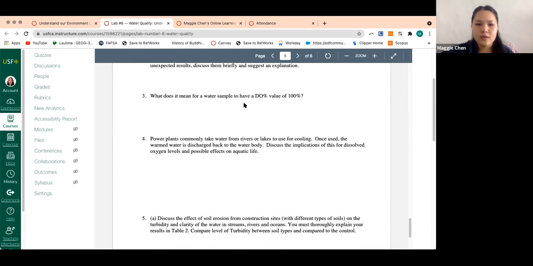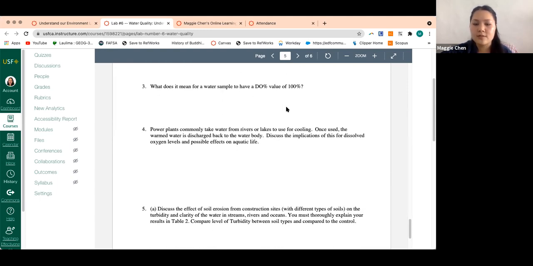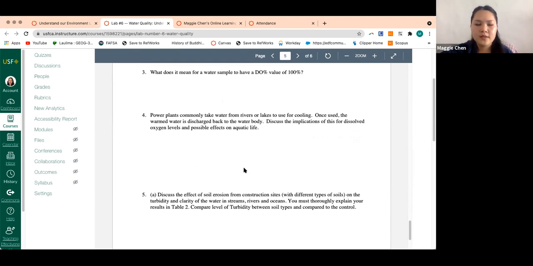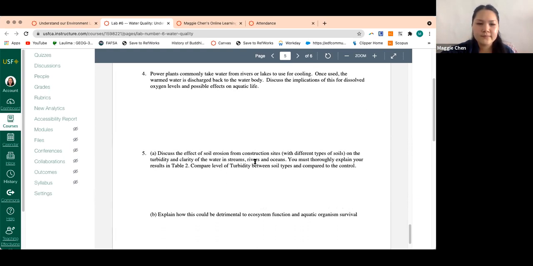For question 3, you're talking about saturation, so the DO % value in your water. Question 4 is basically a case example of power plants, where they usually take water from nearby rivers or lakes to cool down their factories. And once it's cooled down, they discharge that warmer water back into the water bodies. What does that mean if we know that warmer waters generally have less oxygen? And what does that mean for the aquatic life there if they need oxygen to survive? So you can talk about that.